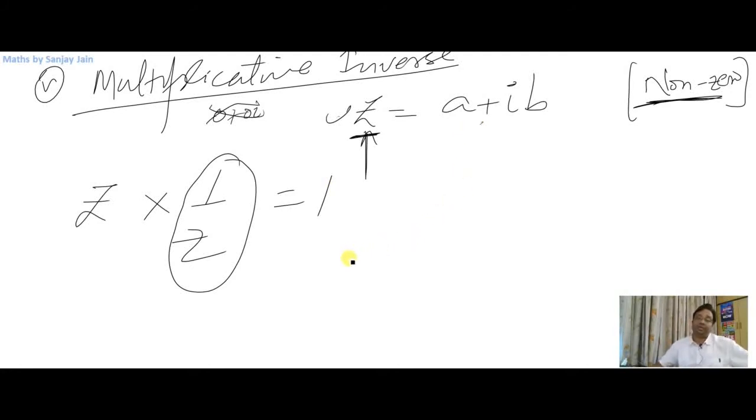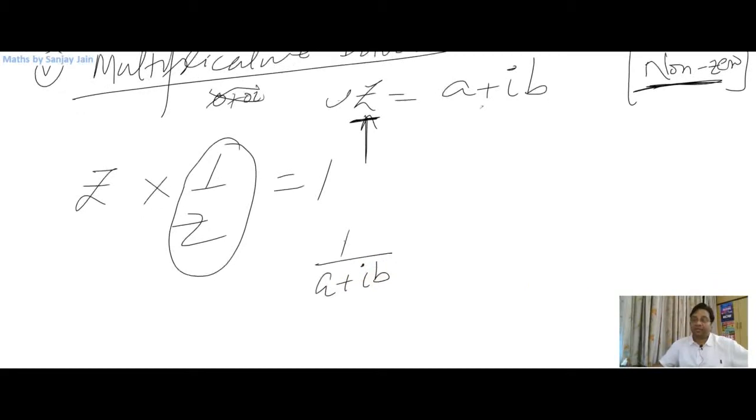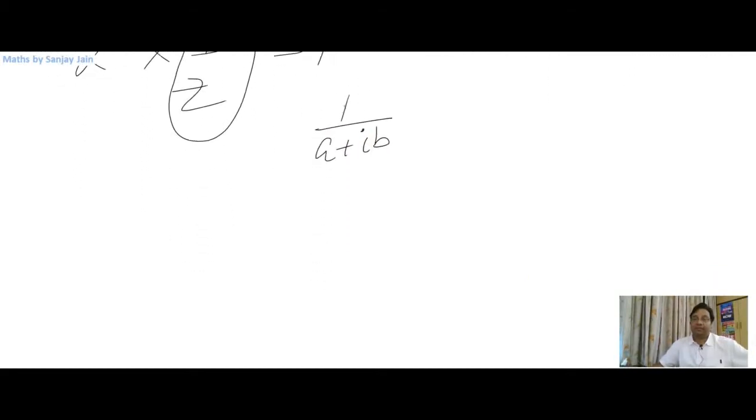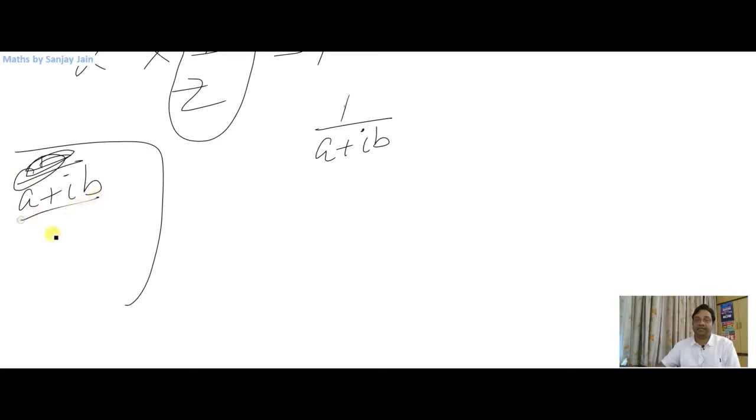And what will be the multiplicative inverse? It will be equal to 1 upon a plus iota b, because if I multiply a plus iota b with 1 upon a plus iota b, it will give me 1. Now we do not write it like this, we write it in a form so that there is no iota in the denominator, or we always try to write our answers in a plus iota b form, right? We do not write these in 1 by a plus iota b form. We try to write it in a plus iota b or p plus iota q form. For example, in this, I'll try to remove iota from the denominator.